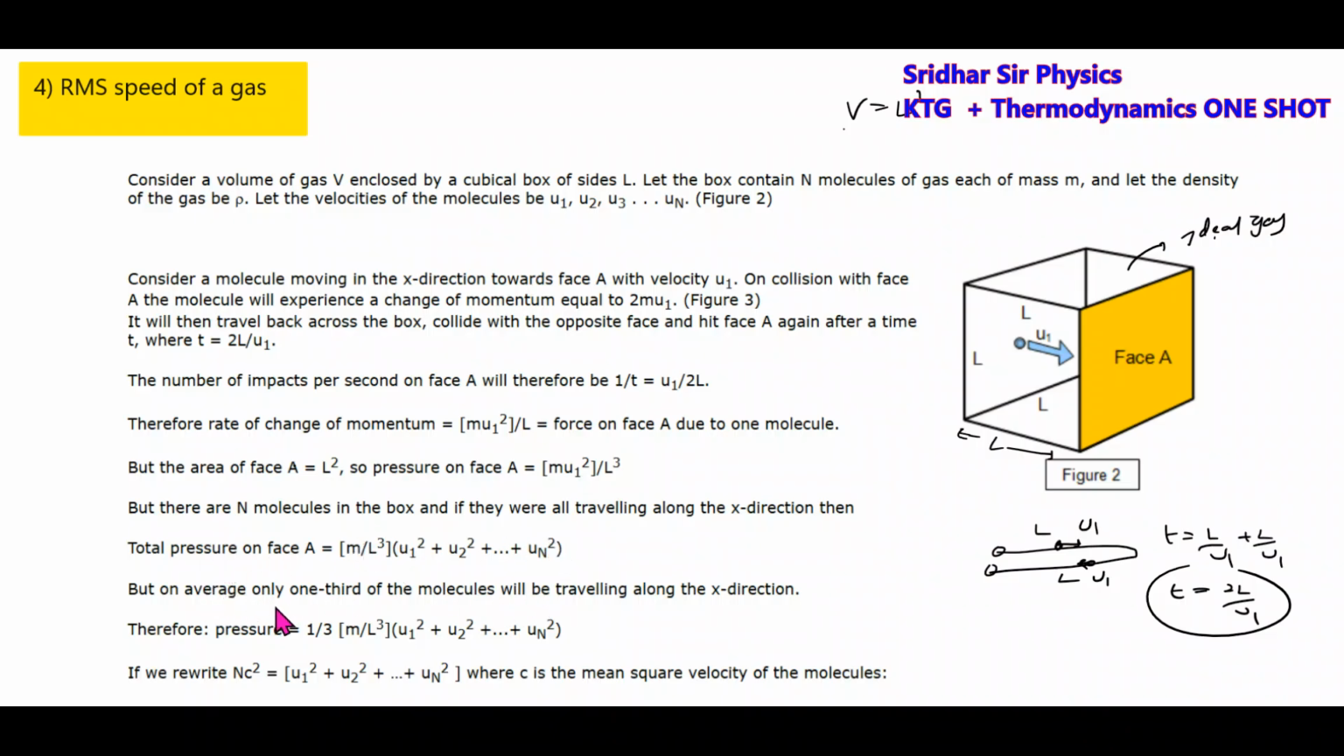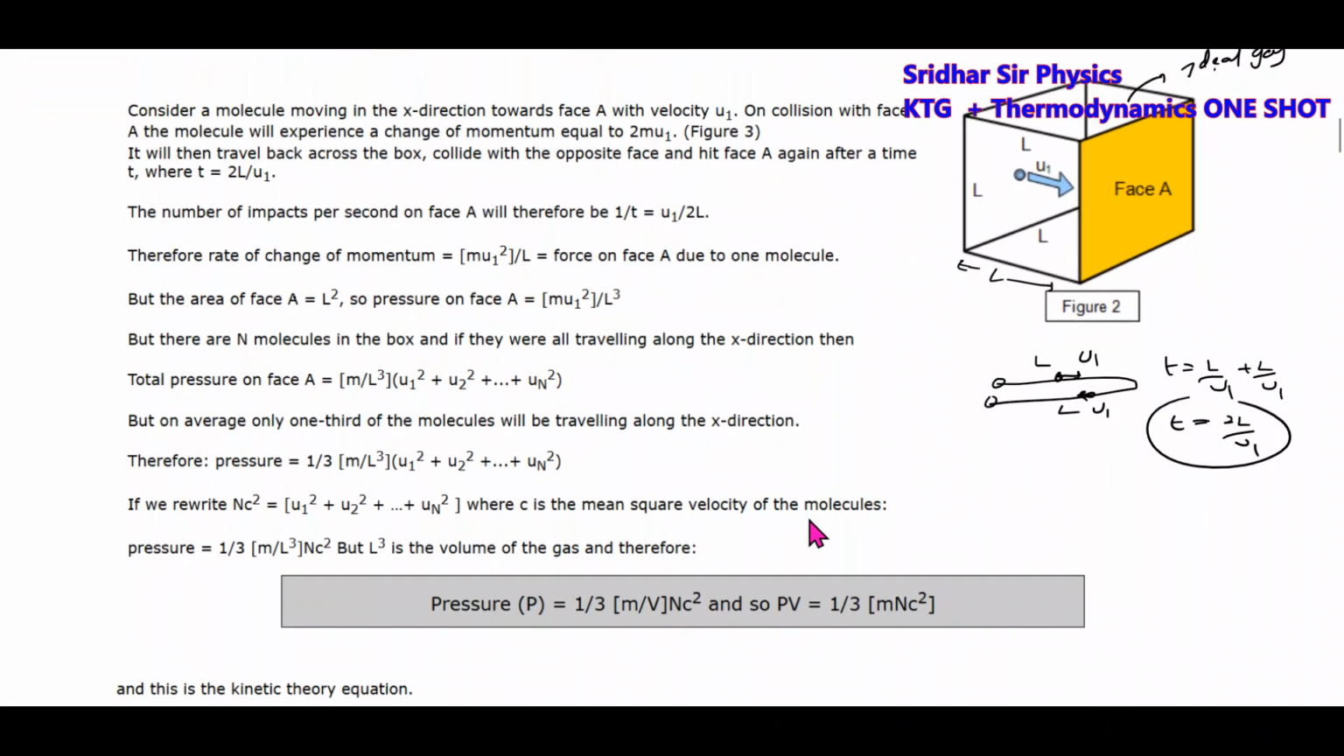Similarly, for average pressure, there will be n number of molecules. The average pressure will have a factor of 1 by 3, because at any instant of time, 1/3 of the molecules will be moving along one direction, the x direction. So 1 by 3 will come. If we write this, n c square, where c is the mean square velocity, pressure equals 1 by 3 into m n c square over L cube. But here L cube is the volume. If you solve this, we'll end up with this equation.